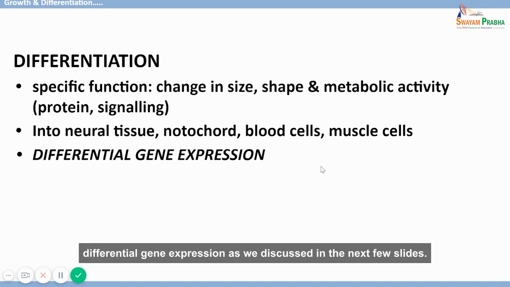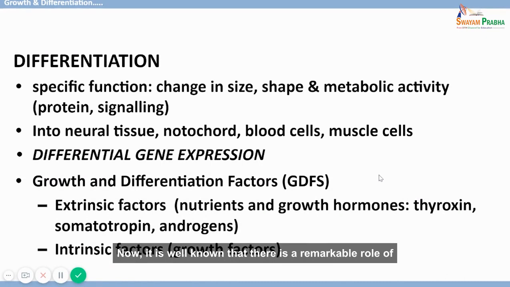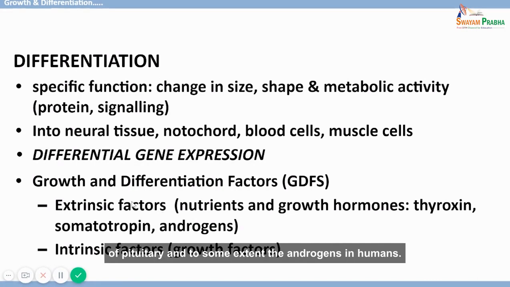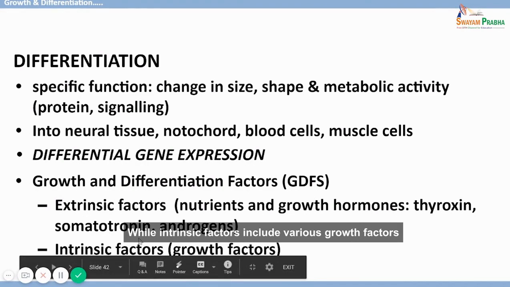Now, it is well known that there is a remarkable role of both extrinsic and intrinsic factors on growth and differentiation. And these factors are together known as growth and differentiation factors, or the GDFs. In this, the extrinsic factors include the nutrients and growth hormones, particularly the thyroxin from the thyroid gland, somatotropin from the anterior lobe of pituitary, and to some extent the androgens in humans. While intrinsic factors include various growth factors of paracrine or autocrine nature.